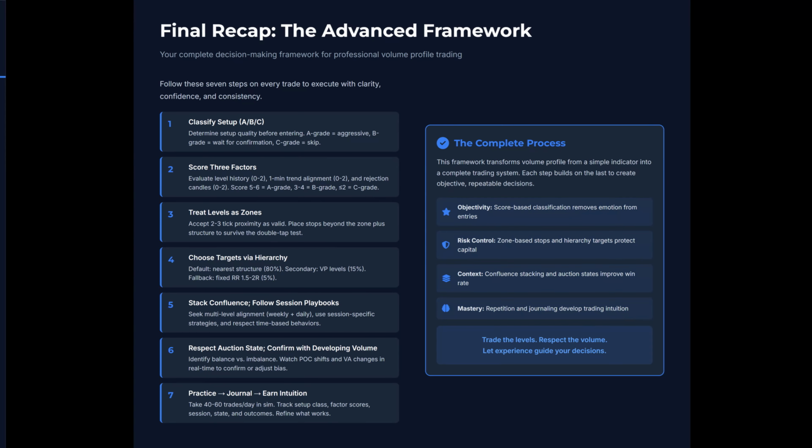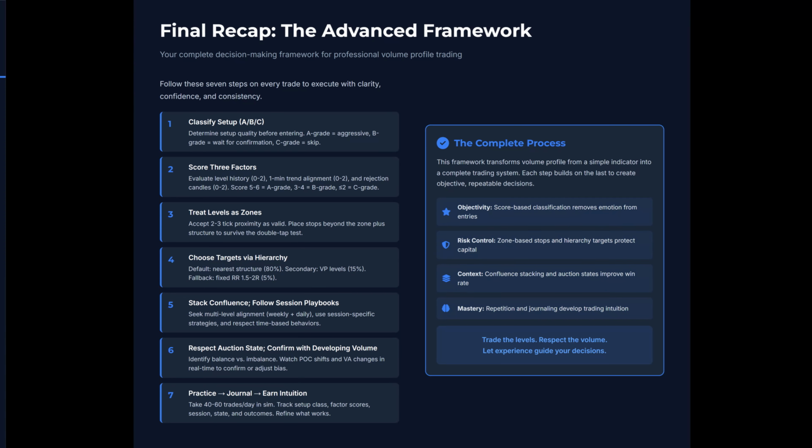Fade the edges. Confluence Type 4, High-Volume Node Overlaps. If current session developing volume shows a new HVN forming at a prior day level, that's strong confluence. Volume is confirming the level in real time. Confluence Type 5, Level History. Pristine levels with strong historical reactions carry more weight than levels that have been tested repeatedly without meaningful follow-through.